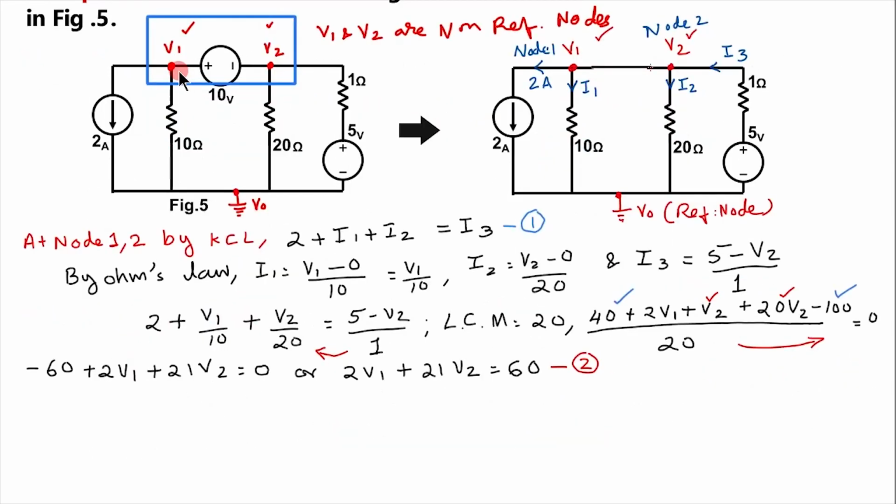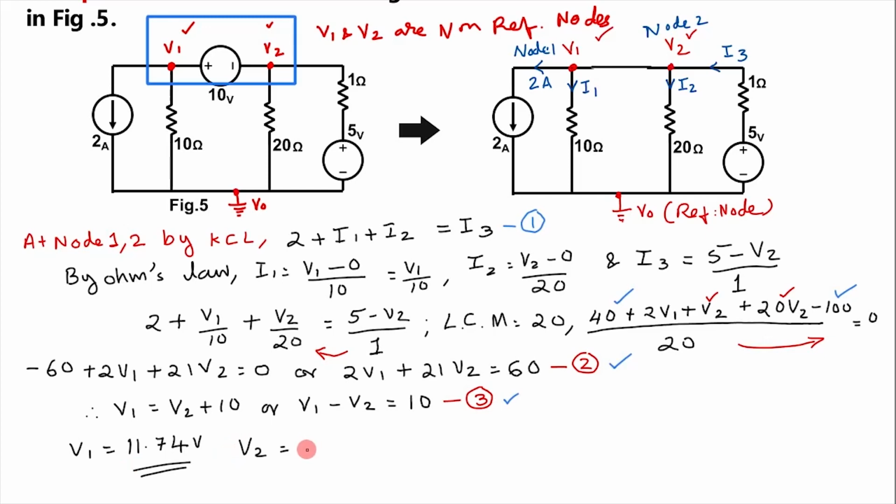Now see, between nodes V1 and V2, positive is coming here, so V1 is greater than V2 by 10 volt. Therefore, V1 is equal to V2 plus 10, or V1 minus V2 is equal to 10. Let this be equation number 3. Solving equations 2 and 3, we will get V1 is equal to 11.74 volt and V2 is equal to 1.74 volt.